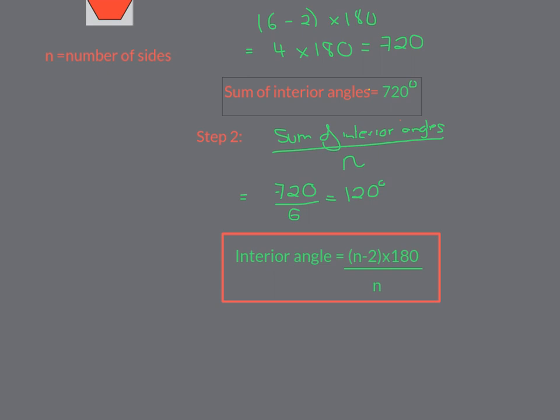Okay, so if I was going to sum up those two steps in one go, the first step is n take away 2, so the number of sides take away 2, times 180. That will give you the total interior angles, and then to get the single interior angle, you've got to make sure you divide that by n. So those are the two steps in one formula.